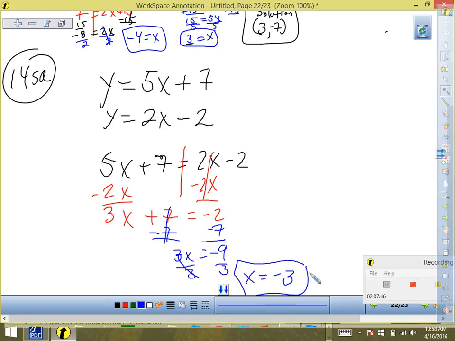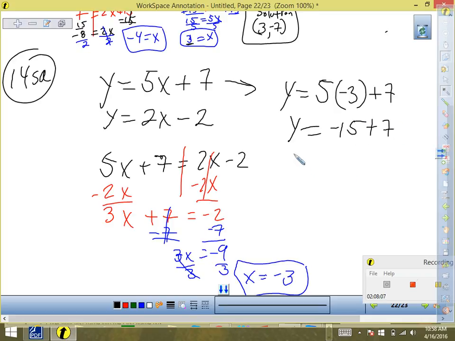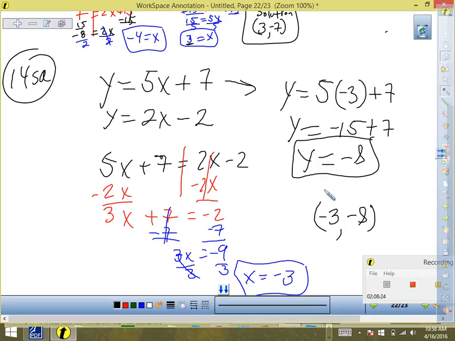Okay? But now we need a y value, is that correct? So we need to use one of these two. Now I'm going to use the top one. Y equals 5, but instead of x, I'm going to write negative 3, plus 7. Y equals negative 15 plus 7. Y equals negative 8. And if you got y equals negative 8, okay? Your attention, please. However, we're not done. The solution has to be written in a coordinate. Negative 3, negative 8, and that's my solution.